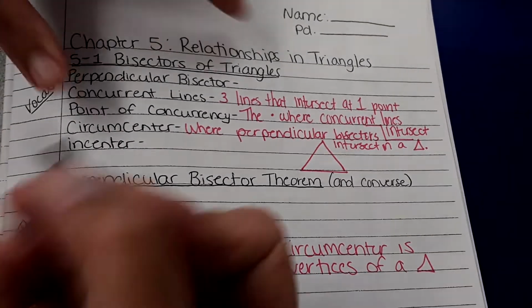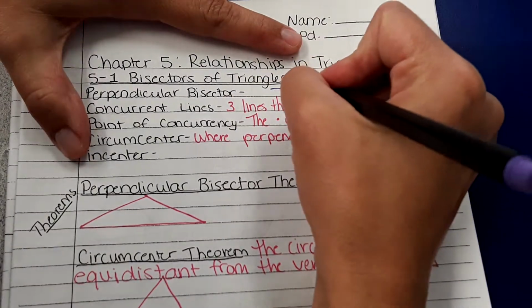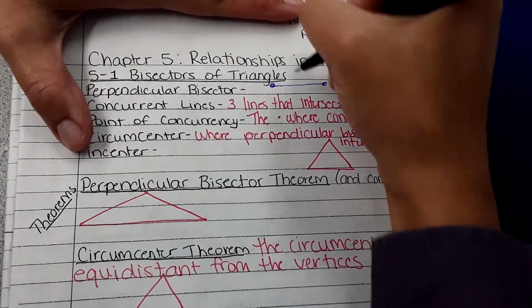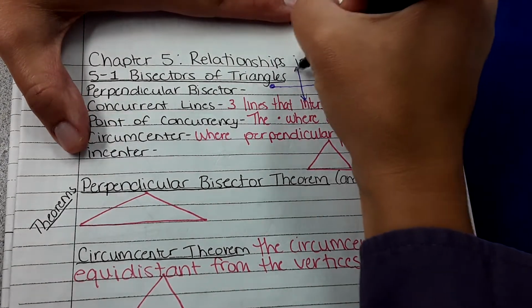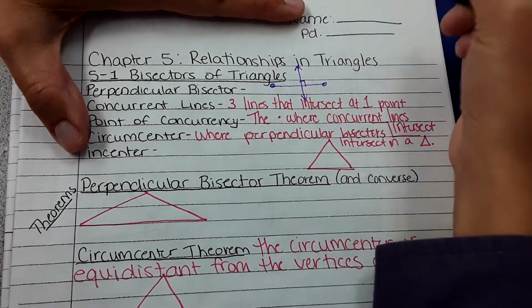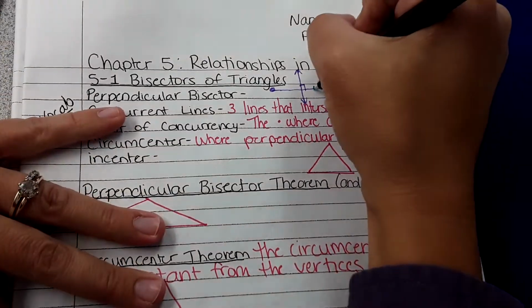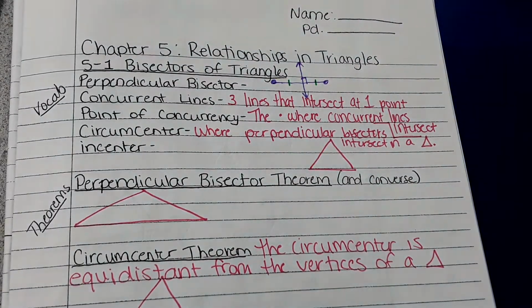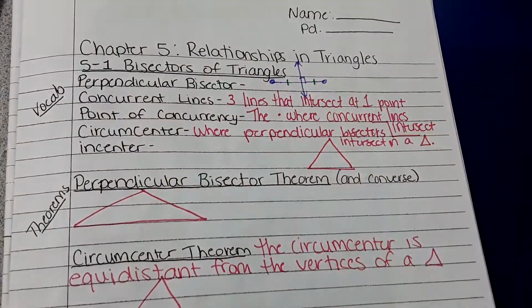So first, perpendicular bisector. We've already talked about this before. It's when you have a segment. The perpendicular bisector breaks that segment exactly in half, and it's also perpendicular to it. So it makes a 90-degree angle, and then each side of that segment is the same length. So the perpendicular bisectors not only make a 90-degree angle, but they break it exactly in half.